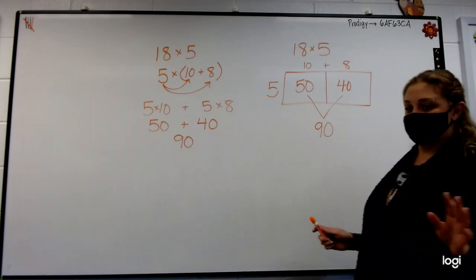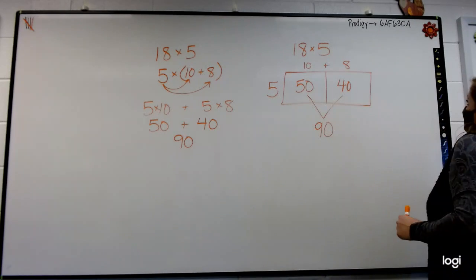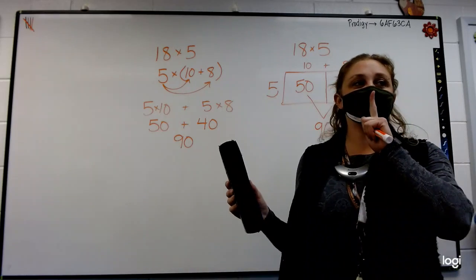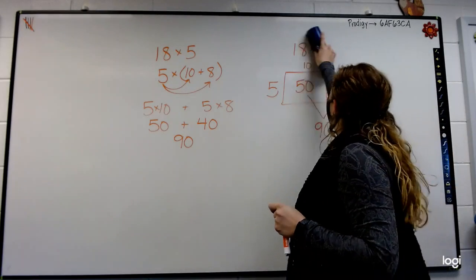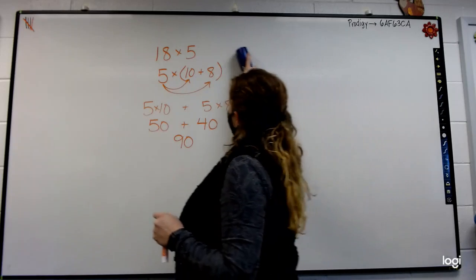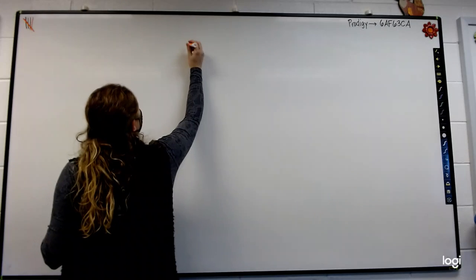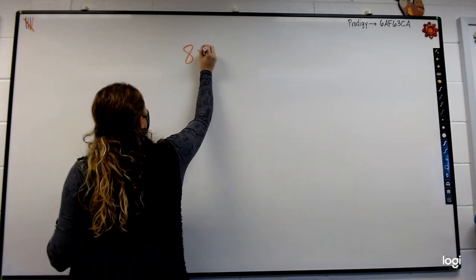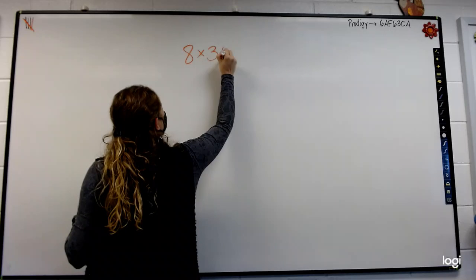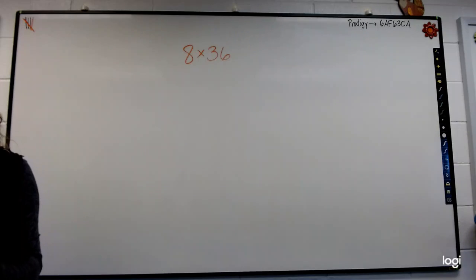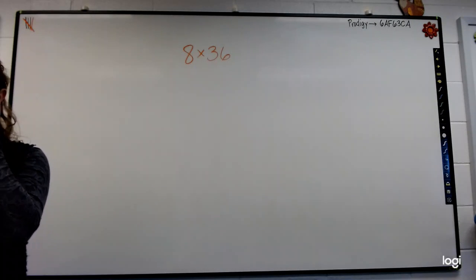So erase your boards. Do it by yourself, unpack your markers. Can we stop interrupting, please? Erase your boards, and we will all do this one together. All right, this time we will do 8 times 36. 8 times 36. So write that at the top.